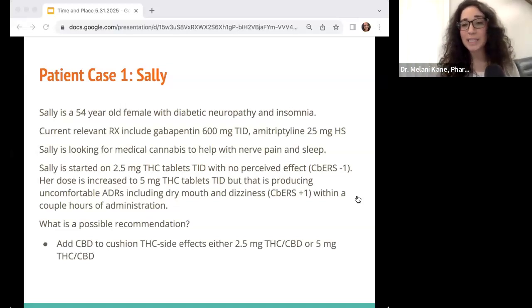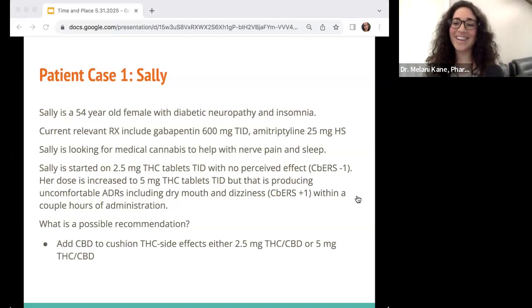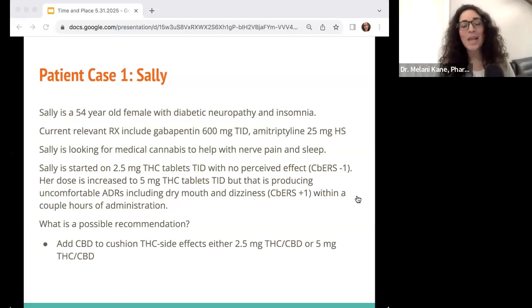So we can add CBD. This will be the easiest recommendation because, oh, I guess not the easiest. Easiest would be if she already has some at home. She'll probably have to come back into the dispenser to buy a new product. But this would be our recommendation because we know that the 2.5 milligram THC is ineffective on its own. The thought is that we can add CBD. Perhaps the CBD would help with her nerve pain or sleep.